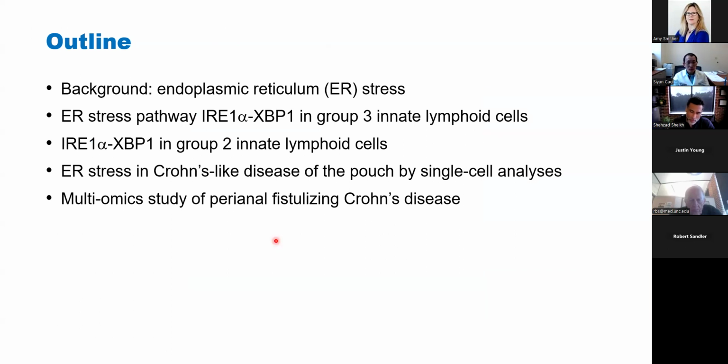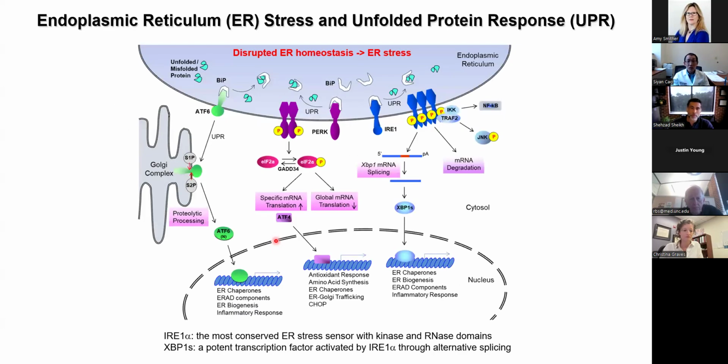I will first give you a very brief introduction of what endoplasmic reticulum or ER stress is. And I will be talking about our study focusing on the ER stress pathway called IRE1 alpha XBP1 in two groups of innate lymphoid cells called ILC3 and ILC2. And then I will talk about our recent studies on ER stress in an IBD-related complication called Crohn's-like disease of the pouch by single-cell analysis. And finally, I will talk a little bit about our most recent data on perianal fistulizing Crohn's disease. So what is ER stress?